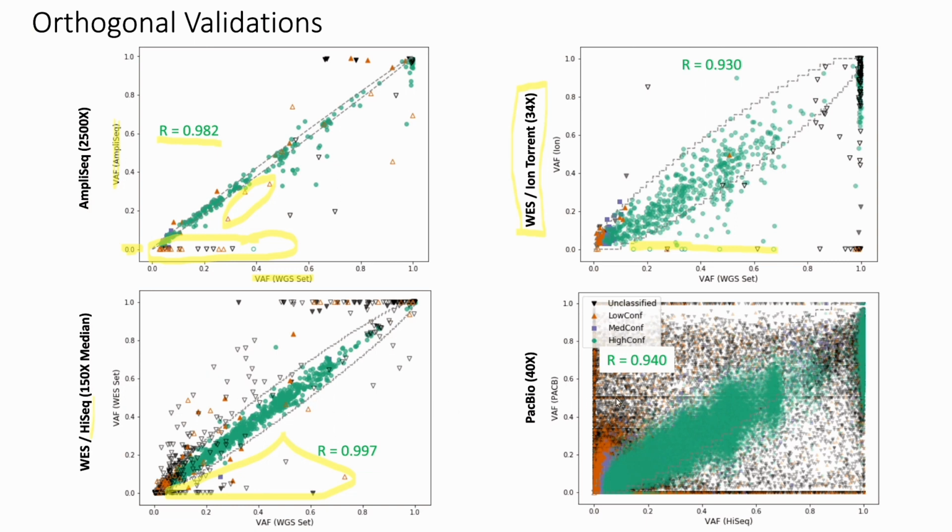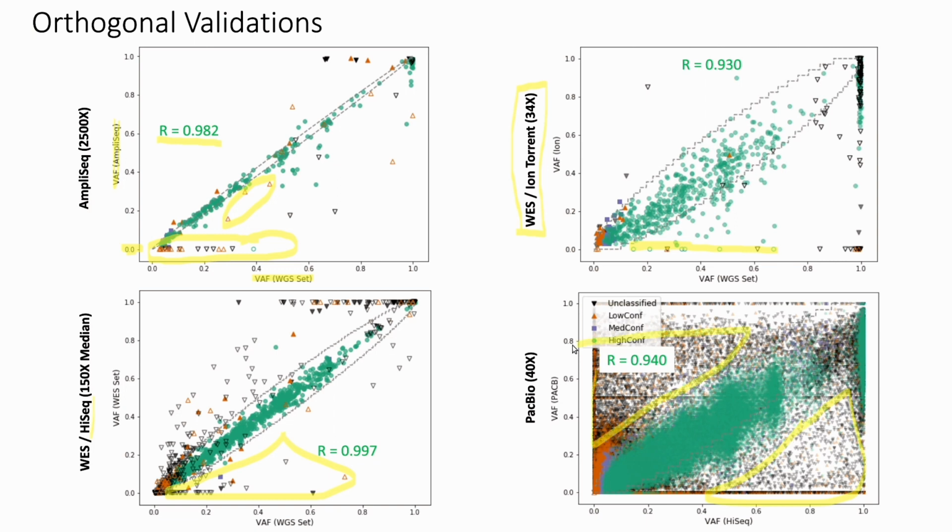The figure on the lower right is PacBio long read data. The depth is pretty modest at 40x, with Pearson's R for high conf calls at 0.94. Like the other platforms, almost all the data off the diagonal are low conf and unclassified calls, and almost all of the high conf calls are where you expect them to be.